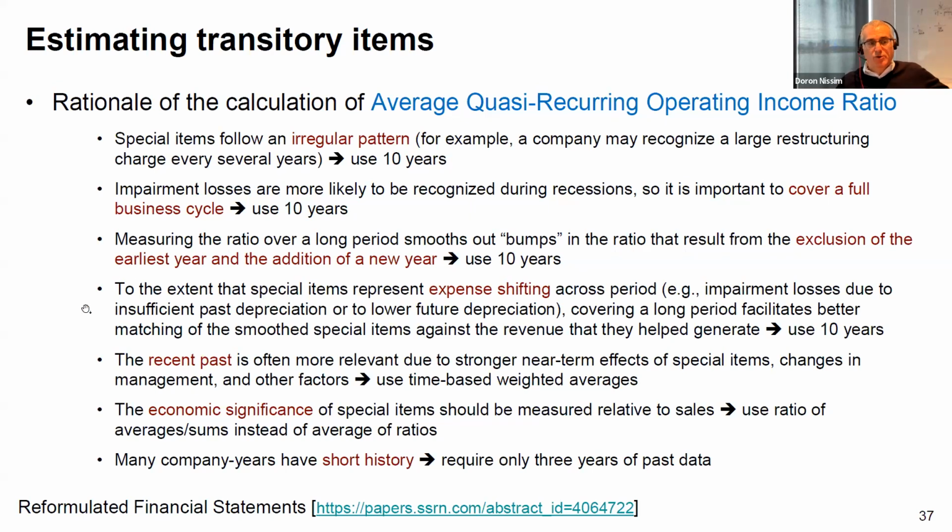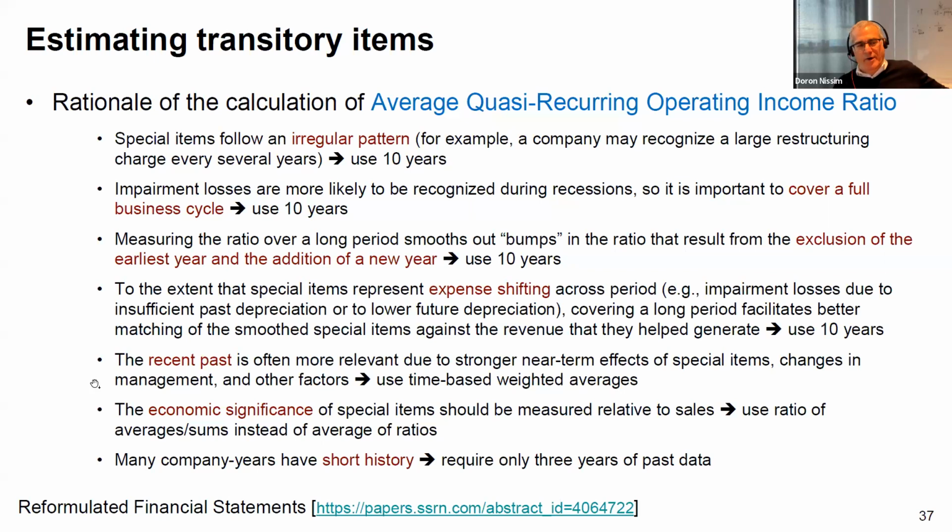Then, you also want a relatively long period because you want to capture the distortions that we argue are going on here. Impairment is because you didn't depreciate enough in prior years. Impairment is going to affect future depreciation. Restructuring is because you didn't expense enough in the past, or maybe it's going to benefit you in the future. So you want a relatively long period to improve the matching that impairment and restructuring are distorting. So this is another motivation.